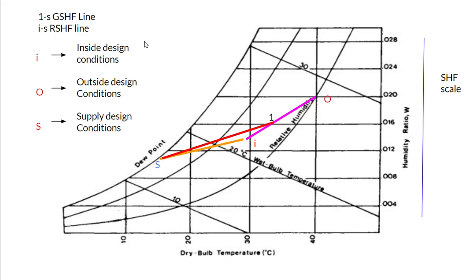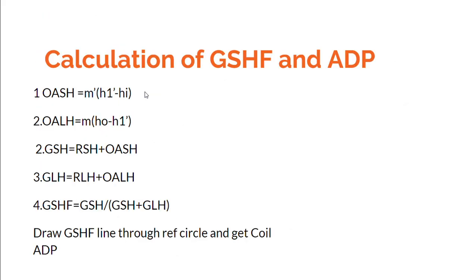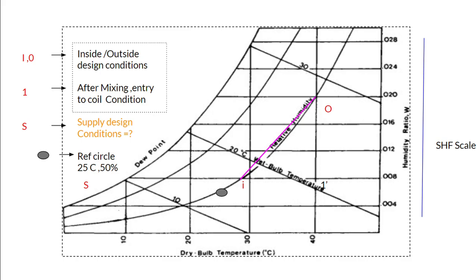Now, how do you calculate the grand sensible heat factor line, and what is that? For calculating the grand sensible heat factor line, we need to calculate what is known as the outside air sensible heat. It means how much sensible heat is being contributed by the outside air, the fresh air which is being introduced. Again, it is calculated as the mass flow rate into the enthalpy difference. Similarly, the latent heat is also calculated as mass flow rate into enthalpy difference. This will be more clear if you take more examples on this. For the present purpose, you just remember that we need to calculate the mass flow rate.